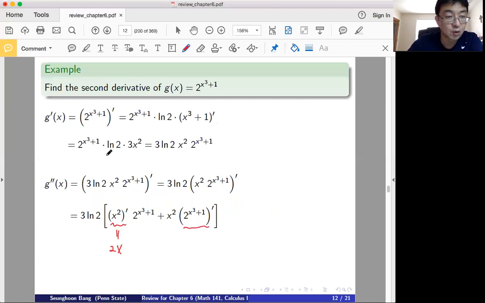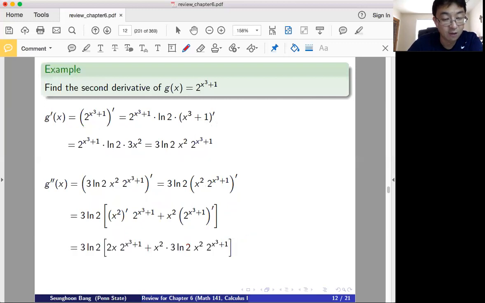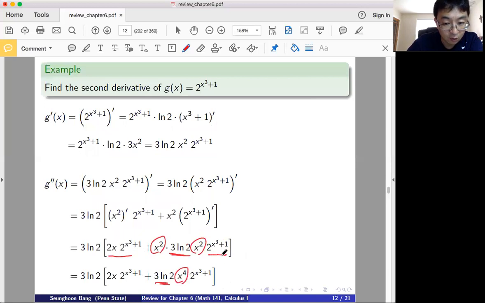What's 2 to the x cubed plus 1 prime? Do we have it? You can use this procedure. Exactly, this one is 3 times ln of 2 times x squared times 2 to the x cubed plus 1. You can plug this one into here. So we have it. Next, simplify. Here, take out 3 times ln of 2. The x squared times x squared is x to the 4. The remaining part is here. This is the whole idea.